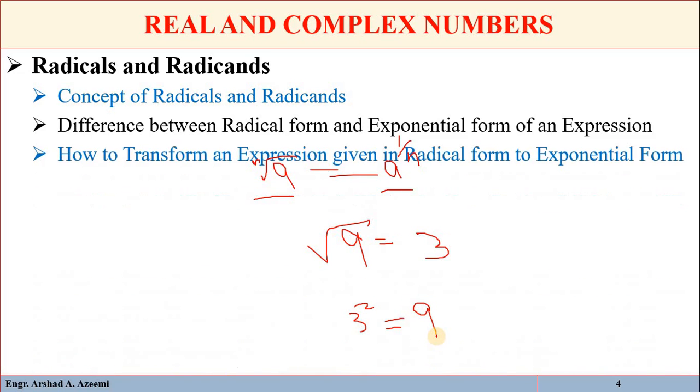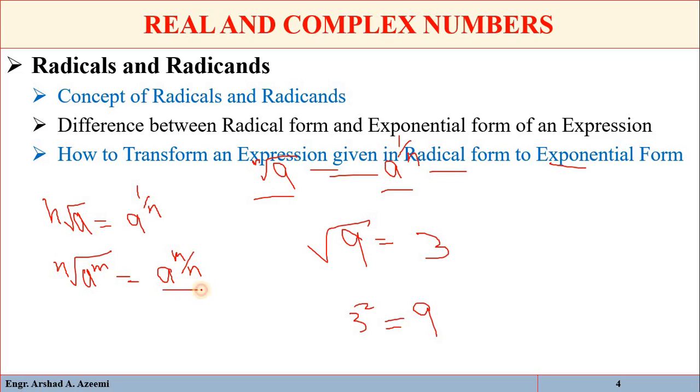How to transform an expression given in radical form into exponential form. If we have the nth root of a in radical form, it will be equal to a to the power 1 over n, which is the exponential form. Or if we have the nth root of a to the power m, it will be equal to a to the power m divided by n. This is the exponential form, and the other is the radical form.